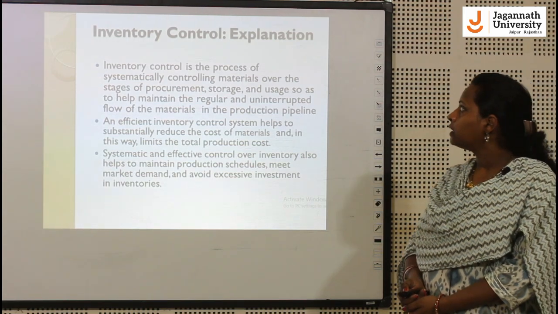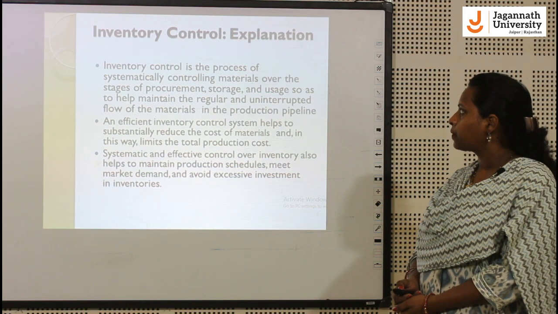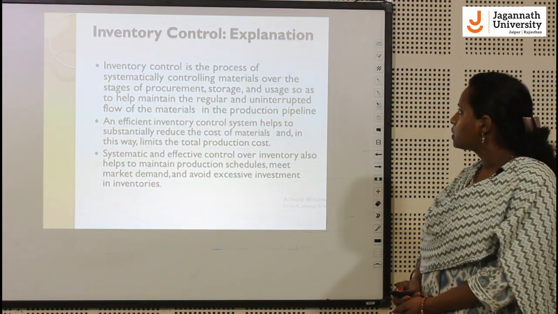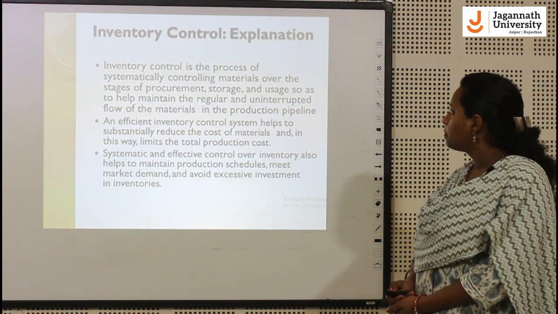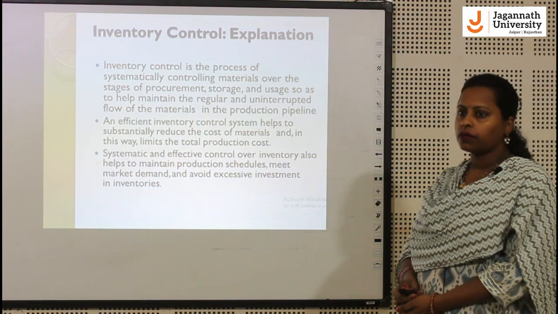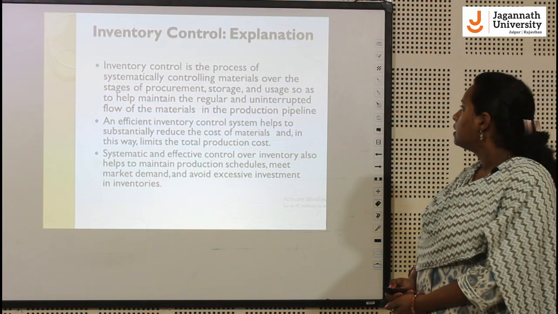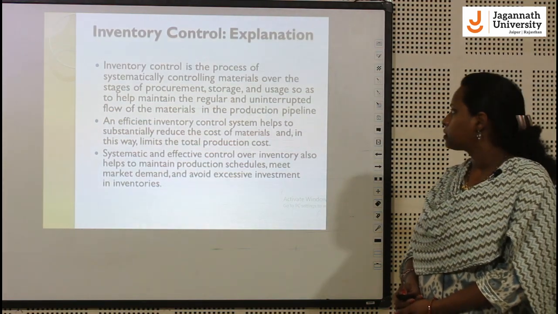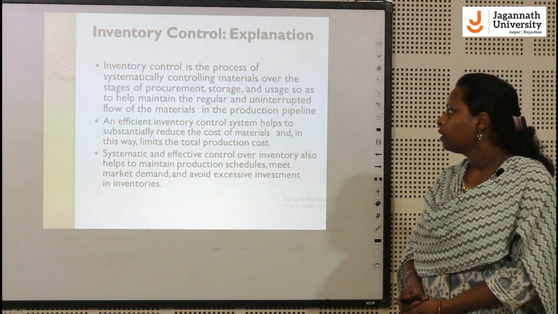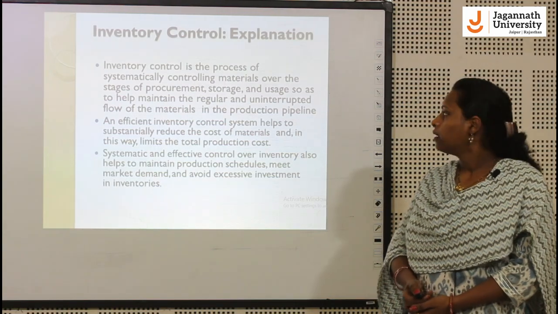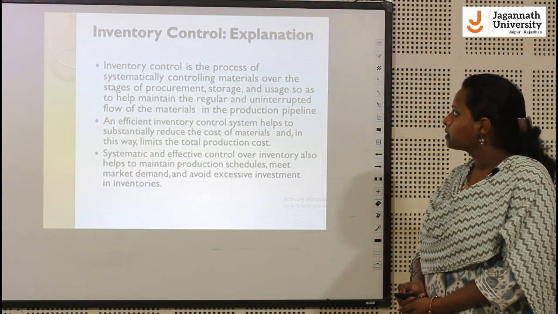So, inventory control is the process of systematically controlling material over the stages of procurement, storage and use so as to help maintain the regular and uninterrupted flow of the materials in the production pipeline. An efficient inventory control system helps to sustainably reduce the cost of materials and in this way limits the total production cost. Systematic and effective control over inventory also helps to maintain production schedules, to meet market demand, and avoid excessive investment in inventories.